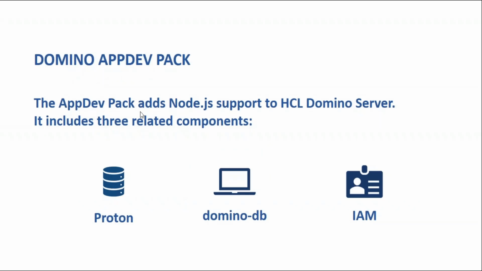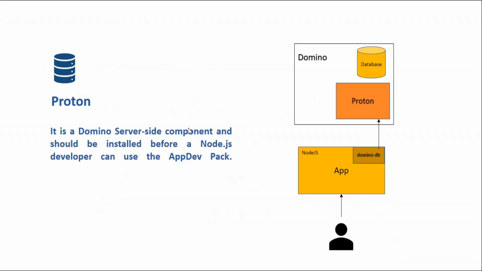This AppDev Pack adds Node.js support to our Domino server, and it consists of three related components, namely the Proton, the Domino DB, and IAM. First would be the Proton. Proton is a Domino server add-in task that provides services to Node.js applications. The diagram shows that this enables our Domino servers to communicate with Node.js apps.